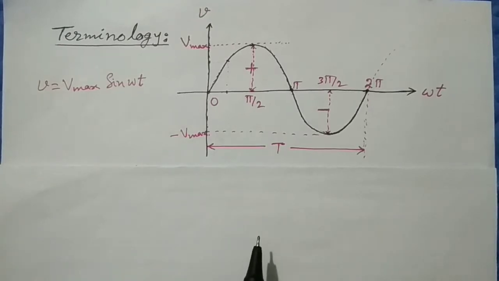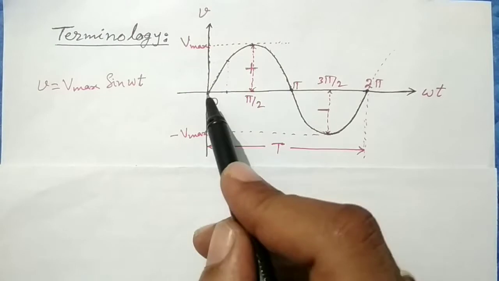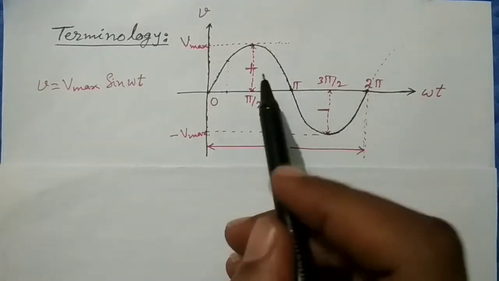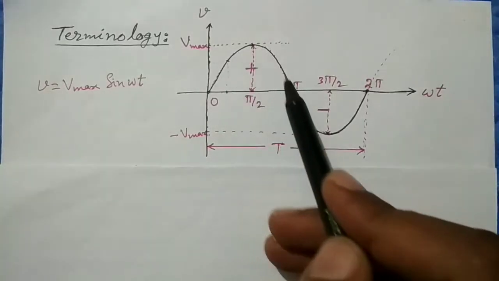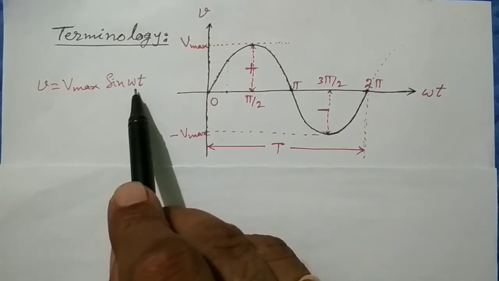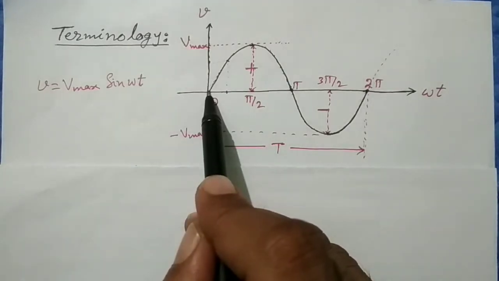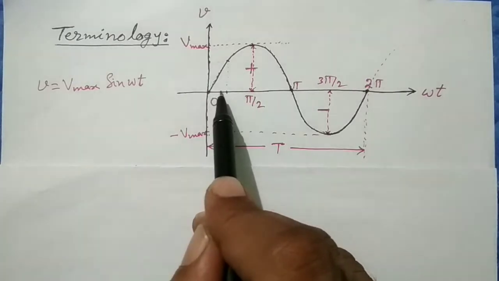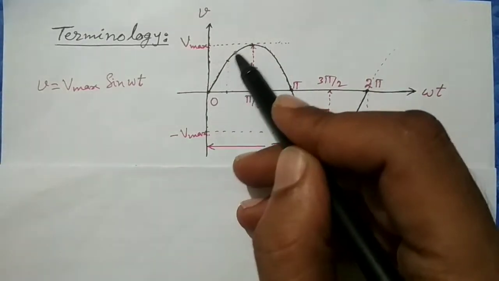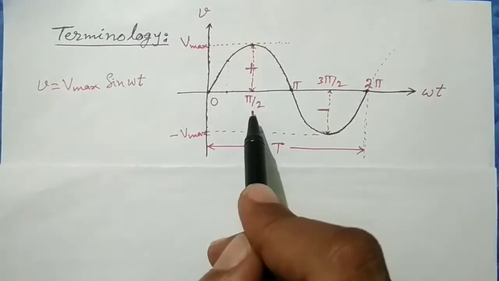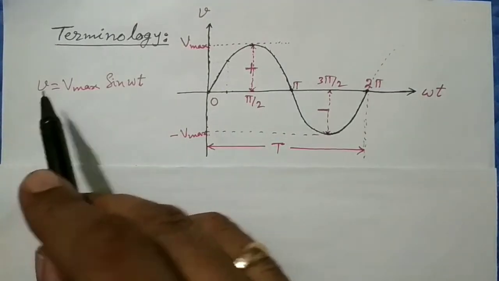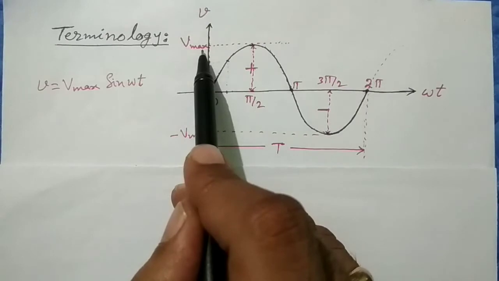Therefore, if we plot the instantaneous value of the voltage with respect to the time, we will get a purely sinusoidal waveform. That means when the value of omega t equals 0, the voltage will be 0. As the omega t value is gradually increasing, the value of the voltage will also be gradually increasing. At omega t equal to 90 degrees, that is pi by 2 radian, the voltage will be maximum and that will be equal to Vmax.